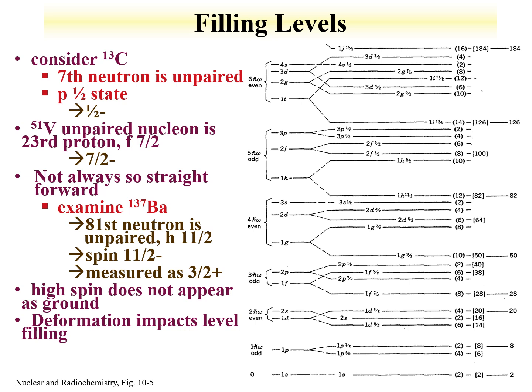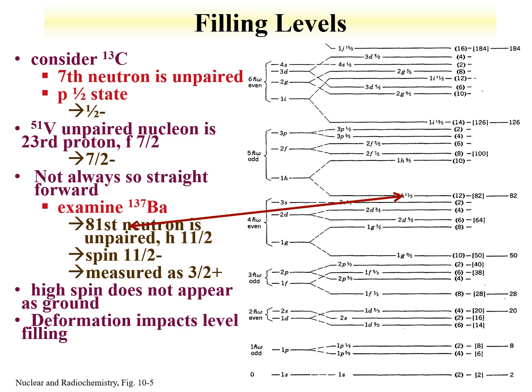The 81st neutron is unpaired in barium-137. That would leave a hole, right, in an almost completely filled 82 nucleons. So 81 is the 1h 11/2 state. That would be 11/2 minus. And if you look at the table of the isotopes for barium-137, you see that it is actually 3/2 plus. Now there are some rules with this. Generally speaking, high spin states do not appear as ground states, so it's relatively rare to see something like an 11/2 minus as the ground state.